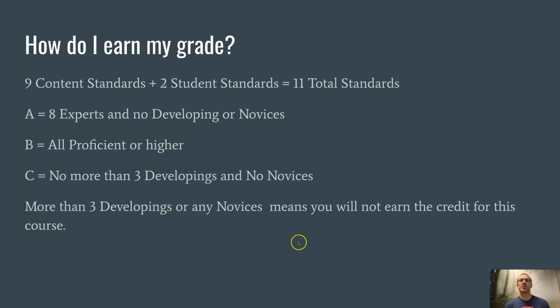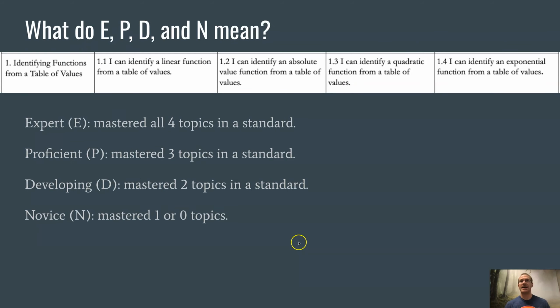All right, now the good news is, once again, we have retakes. We have multiple opportunities for students to show us that they have earned an expert or a proficient. All right, so they have multiple chances to show us their mastery as we move through the year. Okay, so what do E, P, D, and N mean?